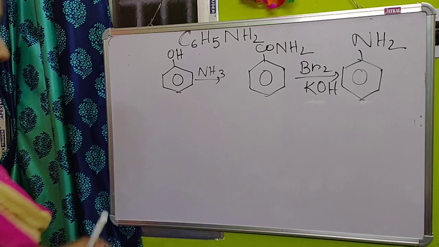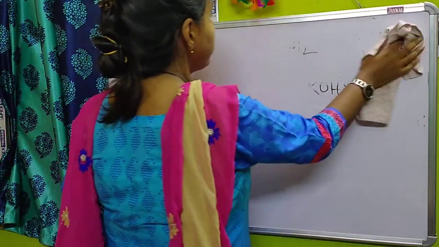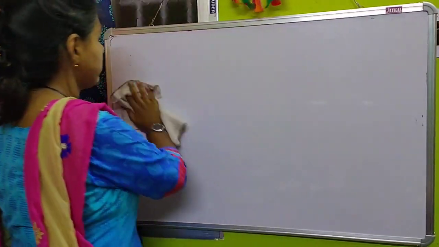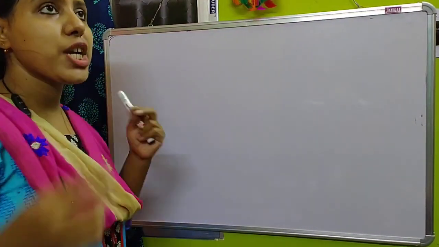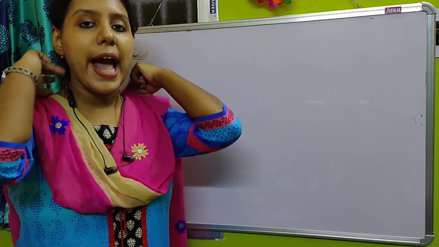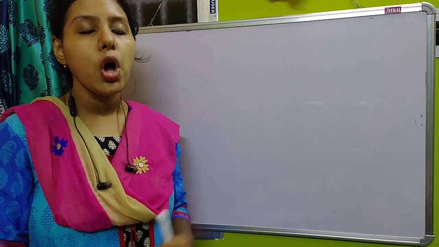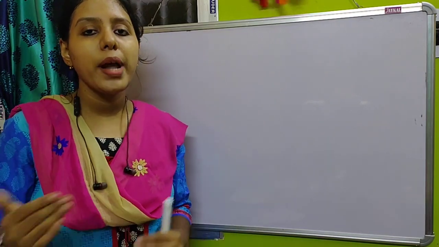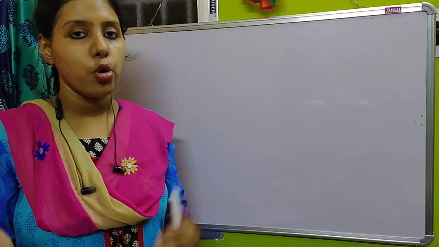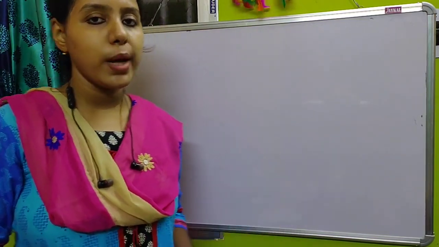Next are the different chemical reactions of aniline. Here again we could add the acetyl group, that means CH3CO, or we could add the benzoyl group, that is C6H5CO. I am showing one example, that is acetylation or benzoylation.